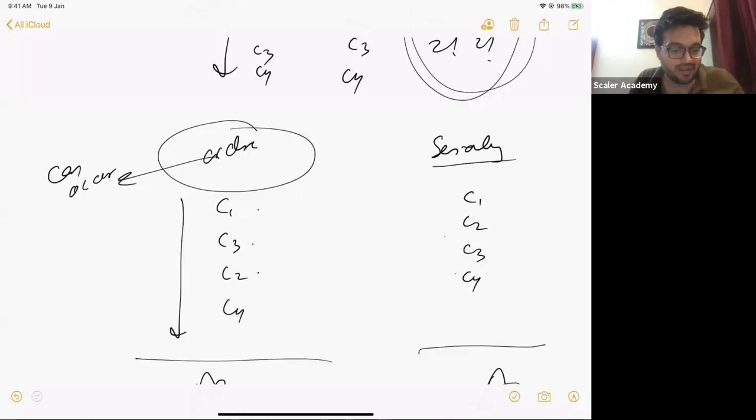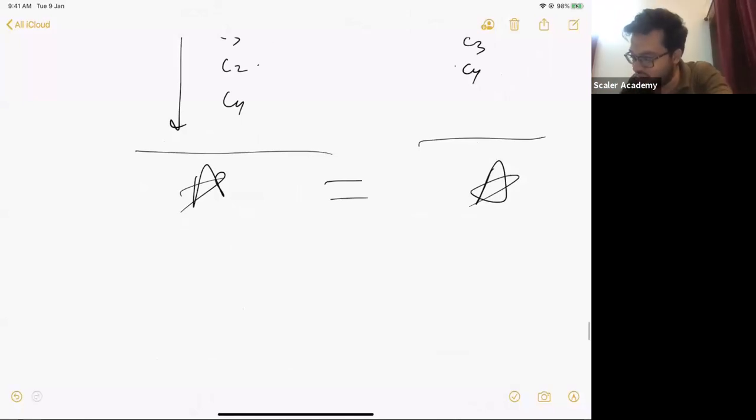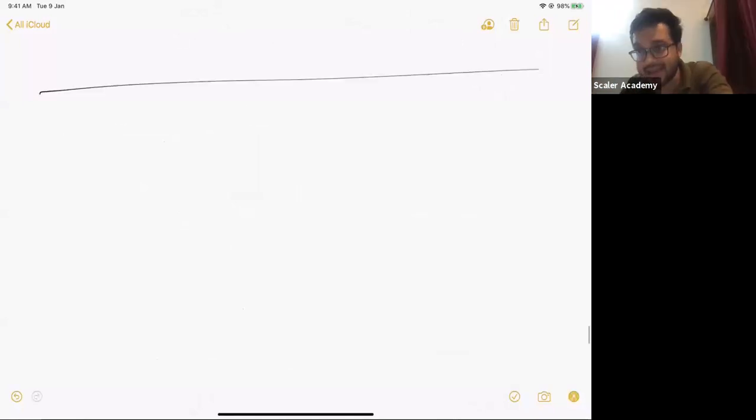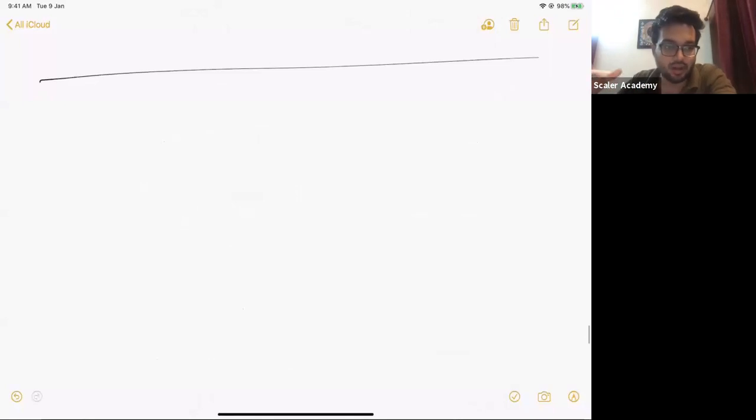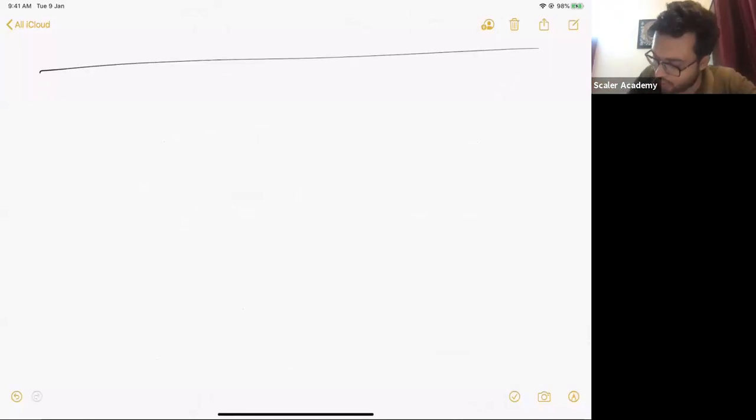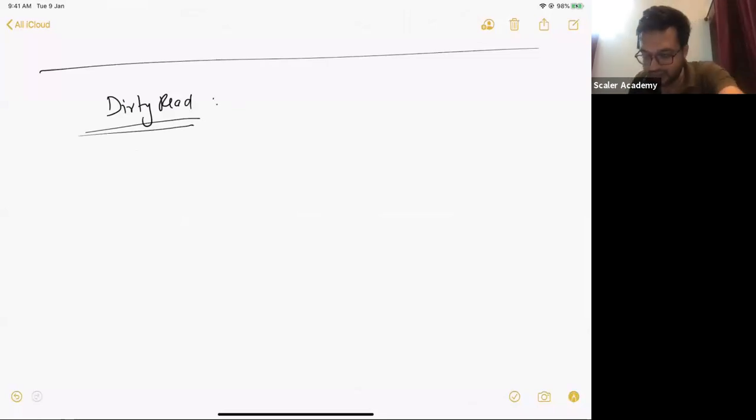Cool. Now let's discuss the problems, the phenomena, which will allow us to categorize these four things. The first phenomena is called a dirty read. The dirty read says when a transaction reads data that has not been committed yet.